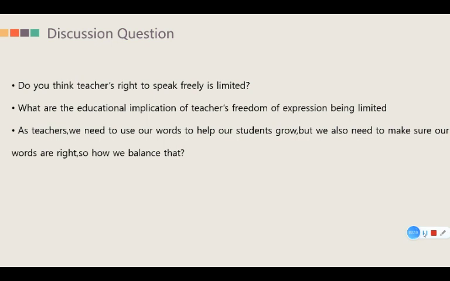The last question is that as teachers, we need to use our words to help our students grow, but we also need to make sure our words are right. So how do we balance this?